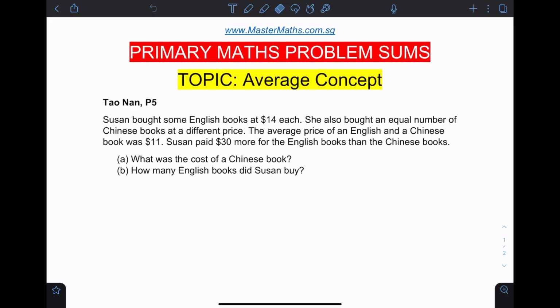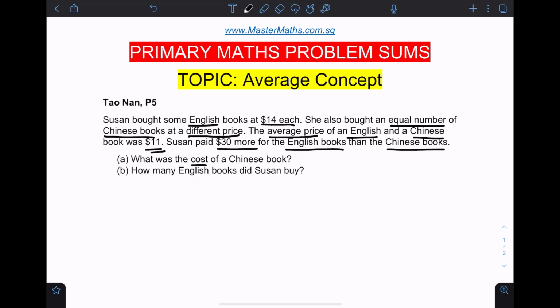Susan bought some English books at $14 each. Alright, those are the English books. She also bought an equal number of Chinese books at a different price. The average price of an English and a Chinese book was $11. Susan paid $30 more for the English books than the Chinese books.